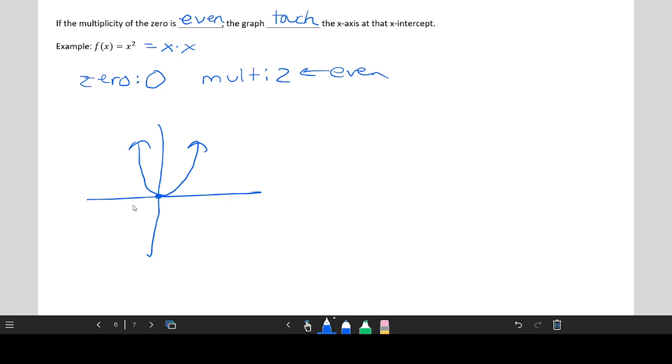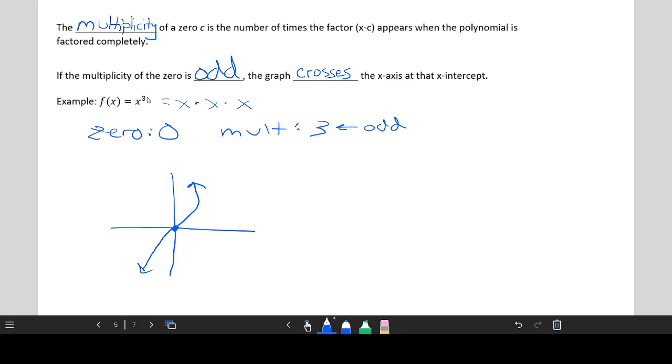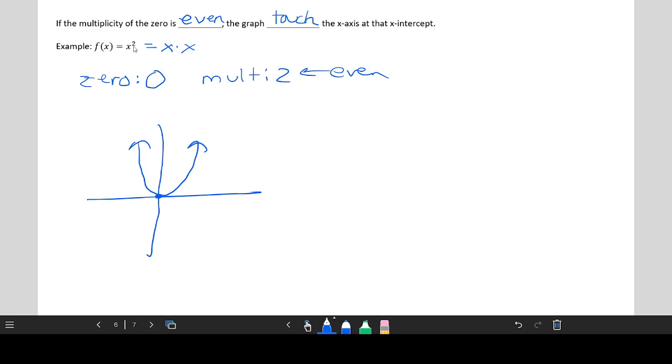I don't know about you, I am not good at memorizing things. That's why when it comes to remembering what happens when it's even versus odd, I think these two examples are really helpful. We know that x cubed has an odd multiplicity for the 0. It's got that odd exponent and it crosses the x-axis. y equals x squared, the 0 has even multiplicity and it touches the x-axis without crossing it.